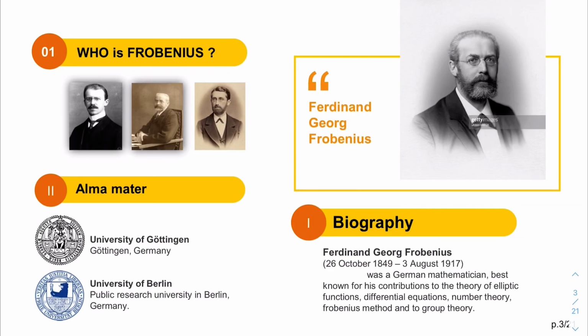Okay, who is Frobenius? The full name of Frobenius is Ferdinand George Frobenius. He was born on 26 October 1849 and died on 3rd of August 1917. He was a German mathematician best known for his contribution to the theory of elliptic functions, differential equations, number theory, the Frobenius method, and group theory. His alma maters are the University of Göttingen and the University of Berlin, both universities in Germany.